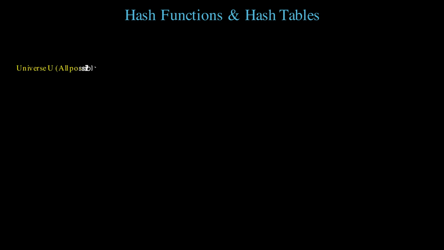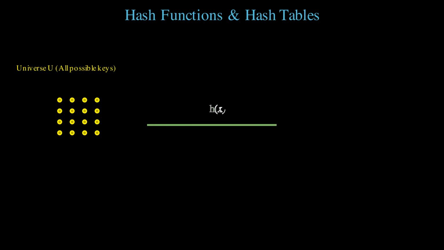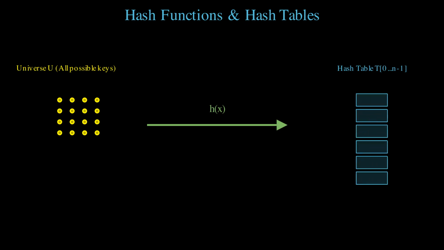Welcome to our exploration of hash functions and hash tables, fundamental data structures in computer science that enable efficient data storage and retrieval. Let's start with the universe of all possible keys. This represents an enormous set of potential data items we might want to store. The magic happens through a hash function, denoted as h of x, which takes any key from our universe and maps it to a specific location. The hash function maps these keys into a much smaller hash table with slots numbered from 0 to n-1. This compact structure is what makes hash tables so efficient.